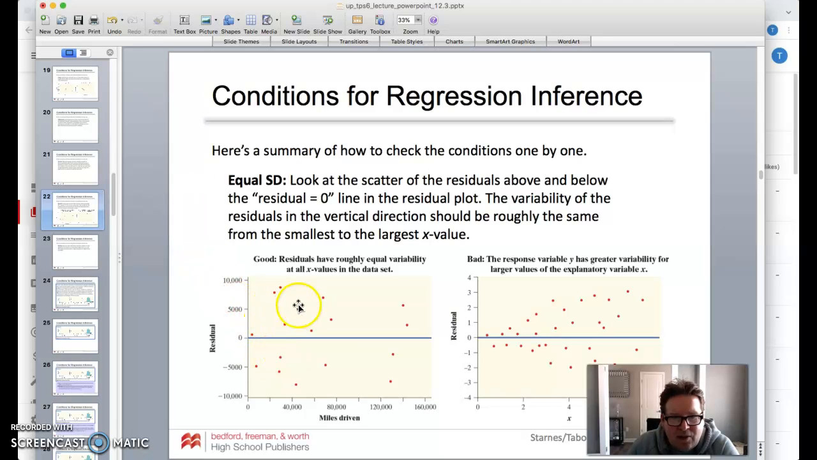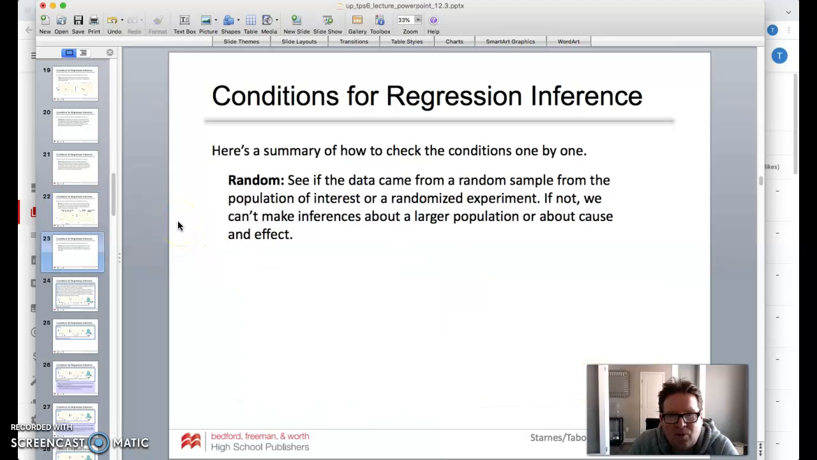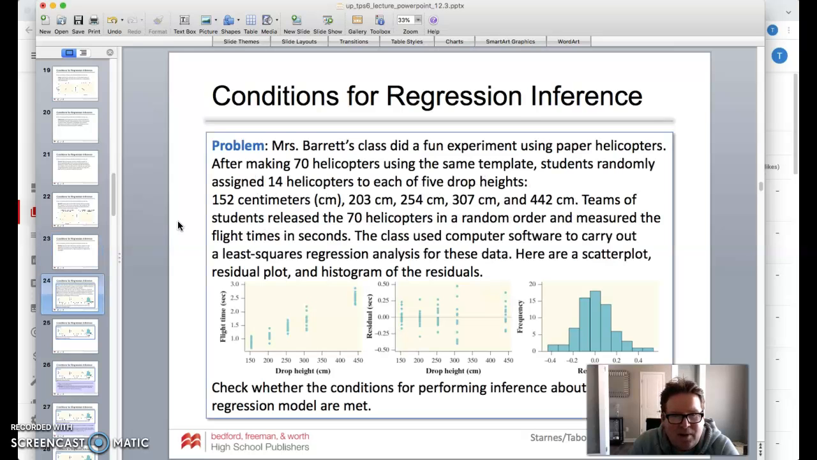As we go here, we're seeing that the residuals roughly have the same variability for all x's. Here you can see the variability is getting stronger as the x value is getting bigger. So that would be an example of something that's not a good one. And then random: make sure it came from a random sample from the population. If not, you can't really make inferences. So make sure it's random. All right, so there we are, the LINER conditions.